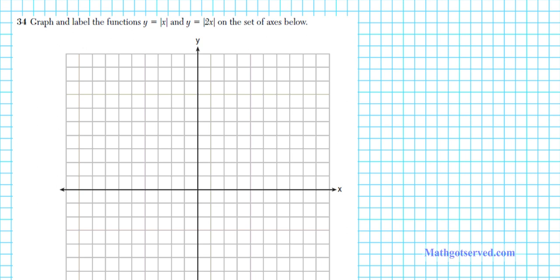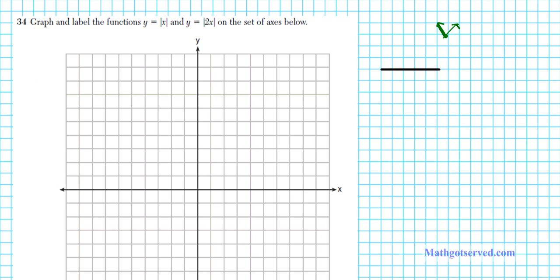If you know what your parent functions look like, you should know what the graph should look like before you ever start. The absolute value functions basically look like these. They're even functions, symmetric with respect to the y-axis. So to generate the graph, let's make a table of values. I'm going to make a table of values for both of my two functions and graph them simultaneously.